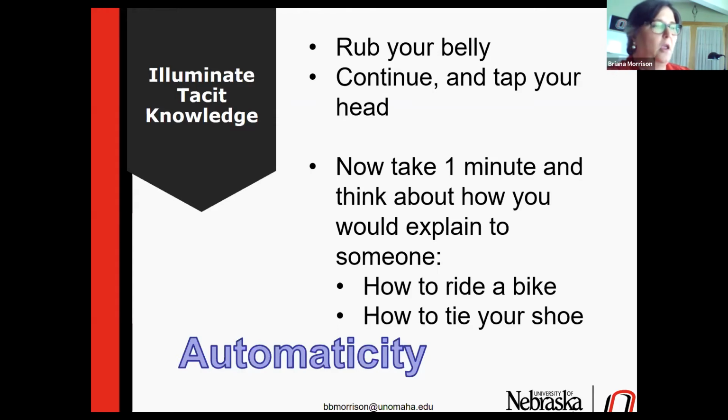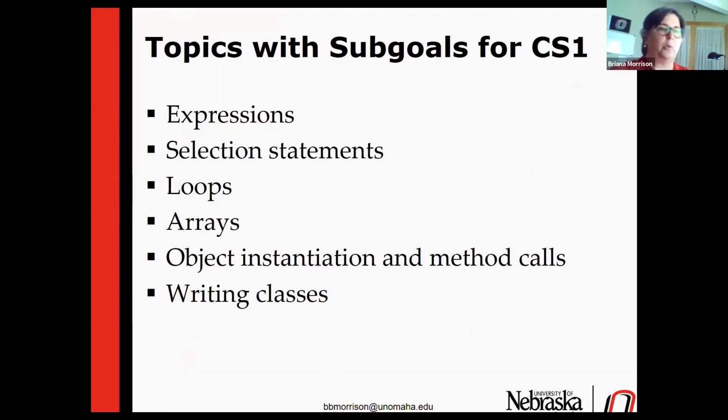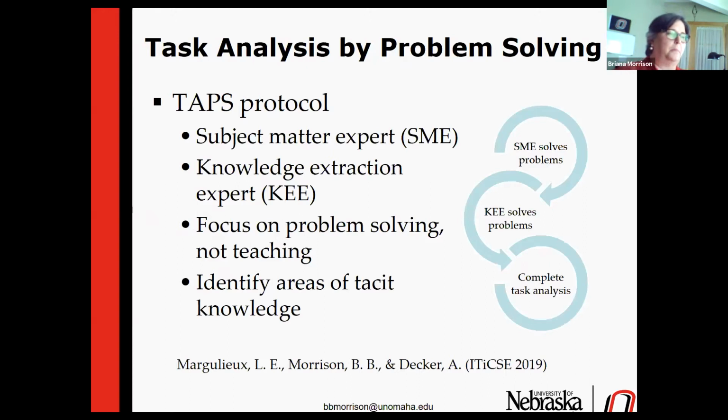So what we did, we started with thinking about if we were going to apply this to an entire course, what topics would we want to tackle, right? And that we would want to define for using sub-goals in CS1. So we did a review of textbooks, and this is what we came up with: there are general topics that are taught in most CS1 courses that use a procedural programming language. These are the ones that we currently have sub-goals for. The next thing that we did was known as the TAPS protocol, which is the task analysis by problem solving.